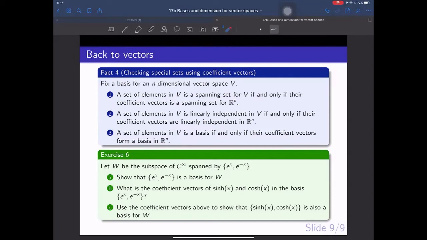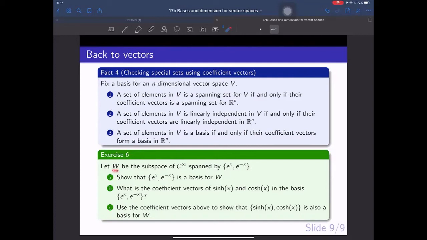So instead of thinking about the elements in V directly, we can just work with the coefficient vectors. So we don't have to work in V, we can work in Rn, which is much easier. Let's apply this to this exercise.